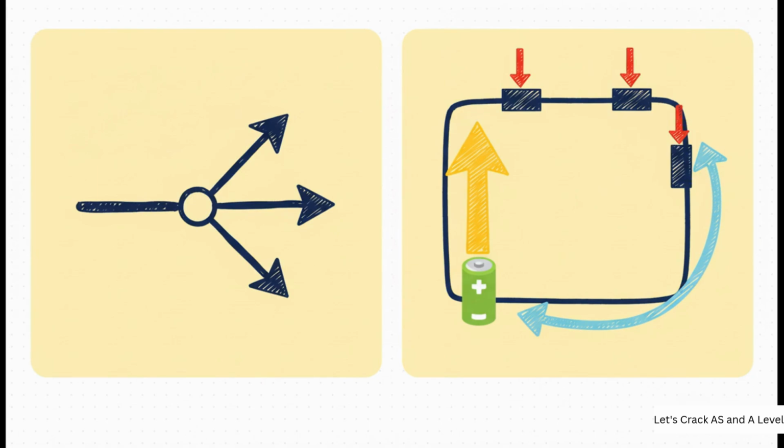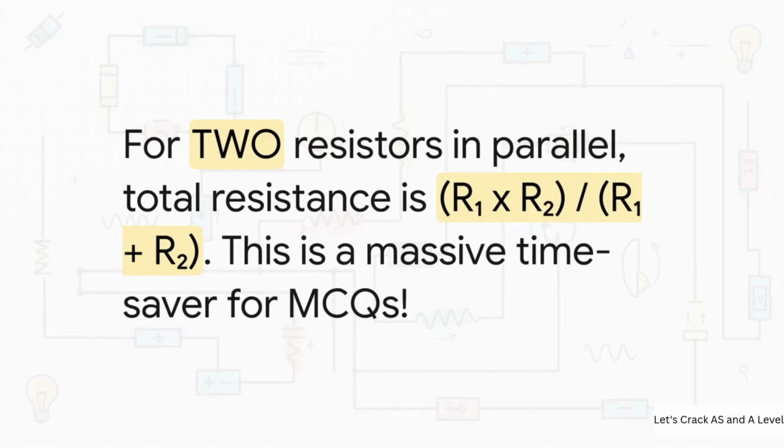The second law says that if you go around any closed loop, all the energy supplied by the batteries has to be used up by the components. That's just conservation of energy. See? Not so scary. And while we're on the topic of shortcuts, here is a massive time saver for your multiple choice paper. When you have exactly 2 resistors in parallel, don't waste your time with that messy 1 over R formula. The total resistance is just their product divided by their sum. R1 times R2 over R1 plus R2. Memorize it. It is so much faster.